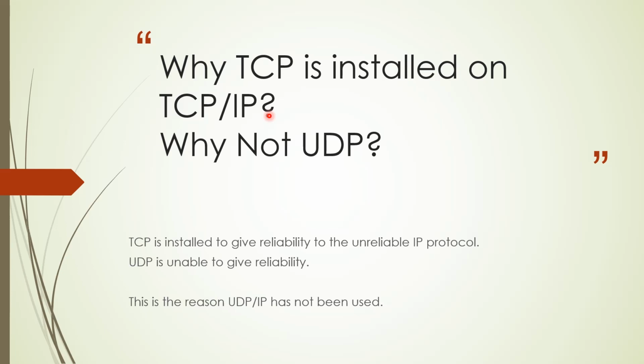The main reason why TCP is used and not UDP on top of IP is reliability. Alright, IP is an unreliable protocol. It does not provide reliability to the network layer or to the connection between the two machines. So to provide reliability to the connection, we use the TCP protocol on top of IP, which UDP fails to provide on top of IP. That's why UDP is not used on top of IP.